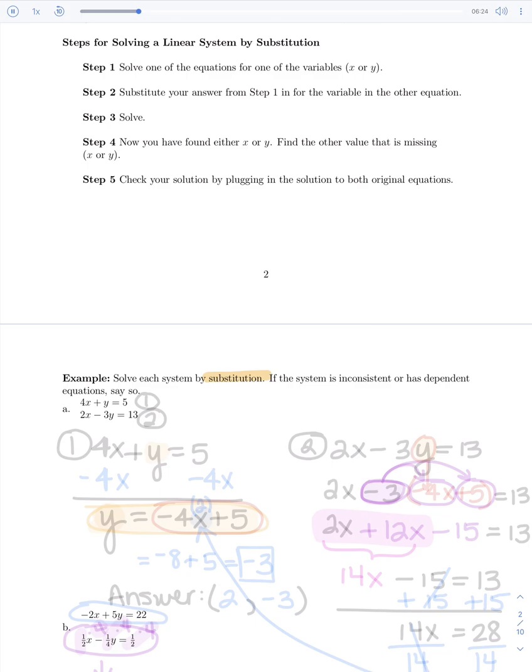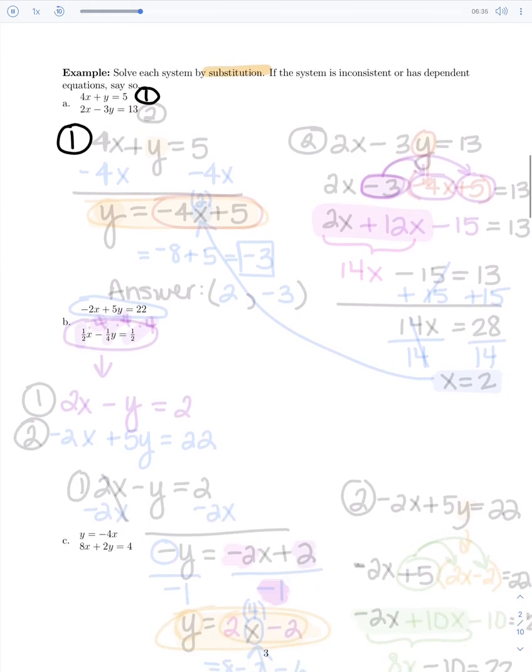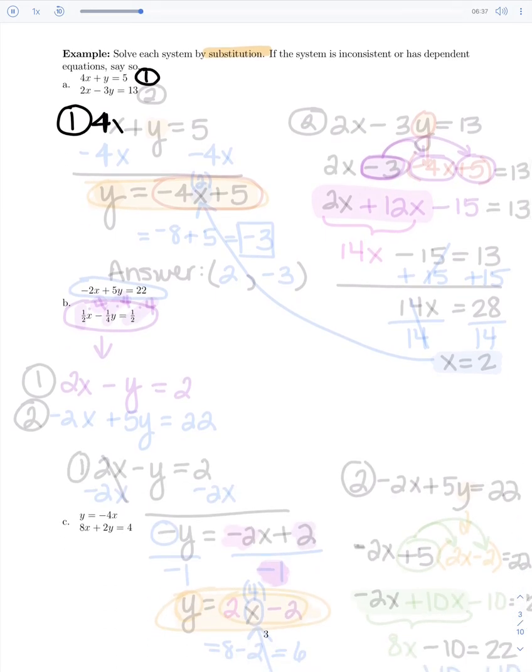If we look at this first example, A, we've got 4x plus y equals 5 and 2x minus 3y equals 13. The easiest equation to get a variable by itself would be the first equation. I'm going to label that as my number one equation because I'm going to use it first. So I'll use the 4x plus y equals 5 equation first.